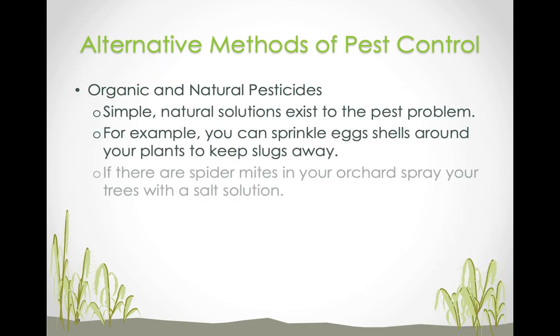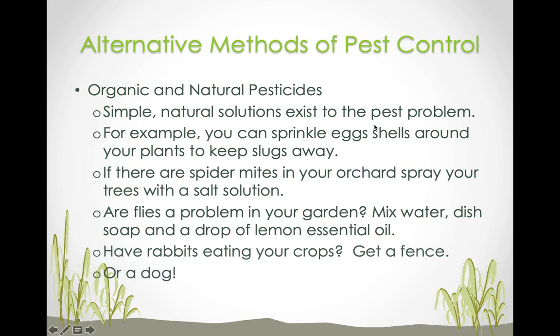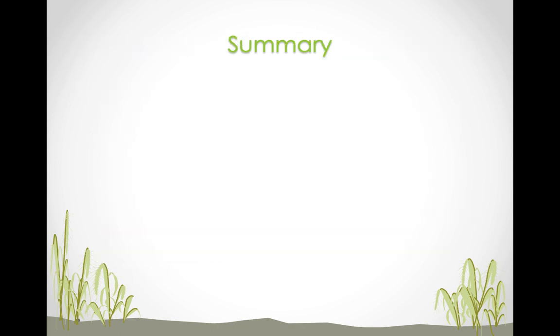There are some natural and organic pesticides. Most of these are going to be for, again, small-scale farms. Natural solutions like eggshells will keep slugs away. You can actually rid spider mites by treating your orchard with salt solution. Just a fence is something that can help as well. But again, a lot of these are not as applicable to large-scale agricultural farms.